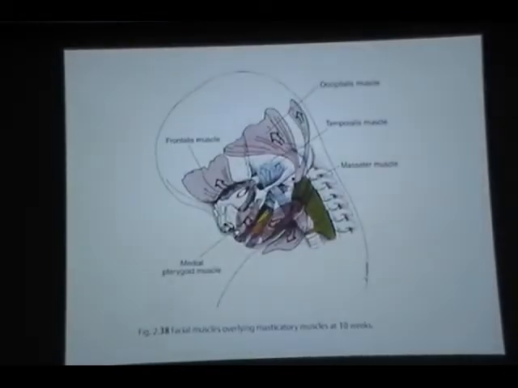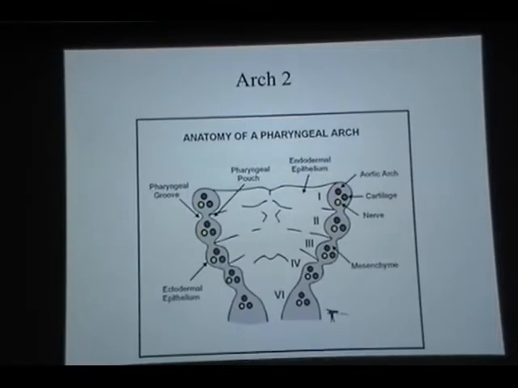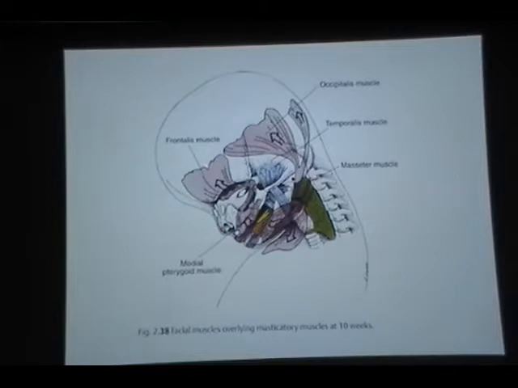Arch 2 is also very important in formation of all the muscles of facial expression. So Arch 2 will grow down and cover up these grooves. It will also grow up and intervene into this maxillary and mandibular structure of the face. It'll bring muscle cells up into this region. Those muscle cells will drag facial nerve innervation along with it as they migrate.